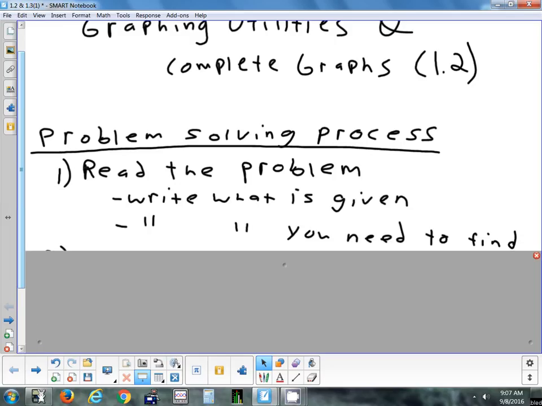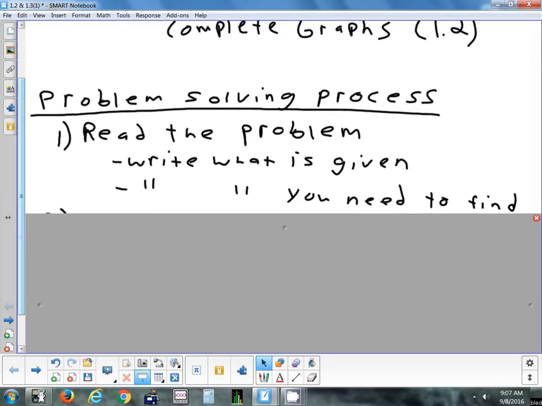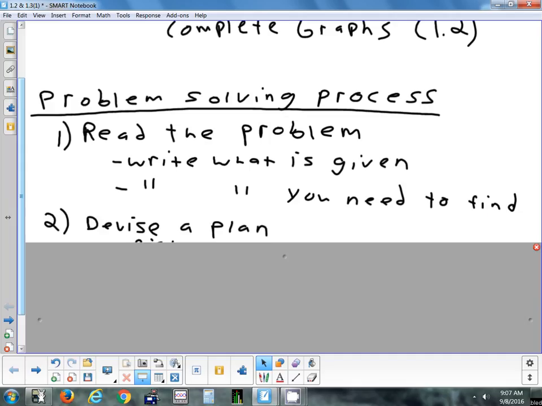No matter what kind of problem you're trying to solve, if you can't figure out what somebody's telling you to help you solve the problem and what they're asking you to find, you're not going to be able to solve it. So once you've got all the information from the problem, you figured out what they're giving you, you know what they want you to find, then we've got to figure out a way to solve the problem.